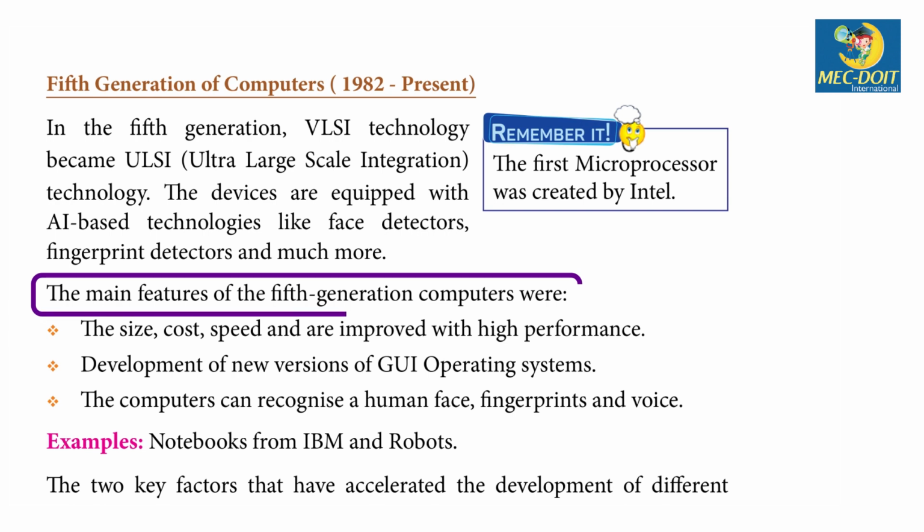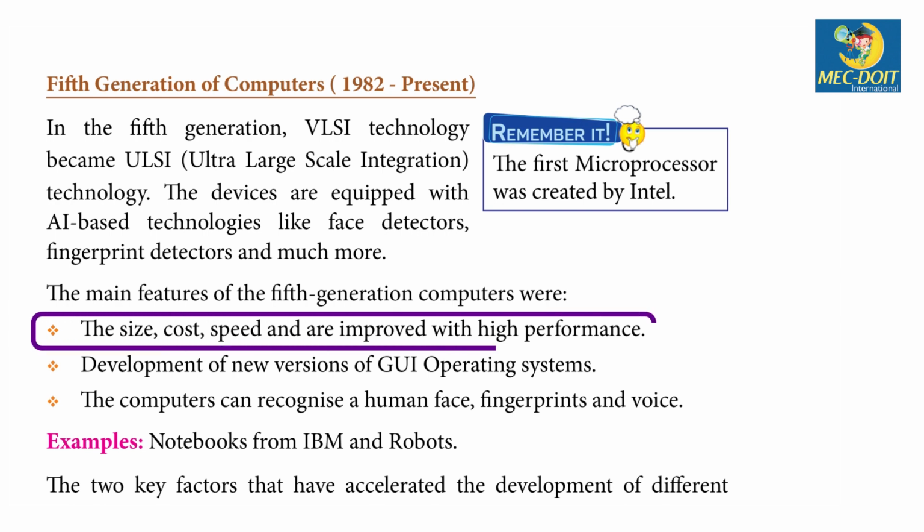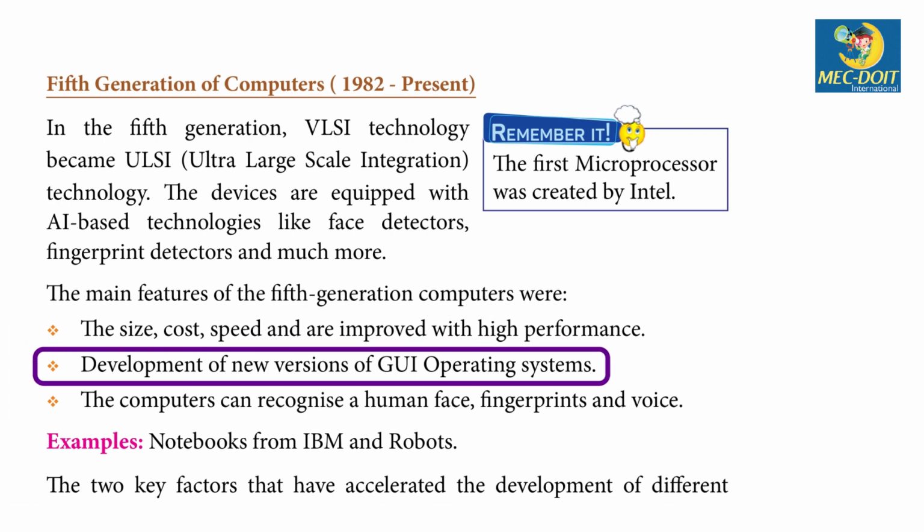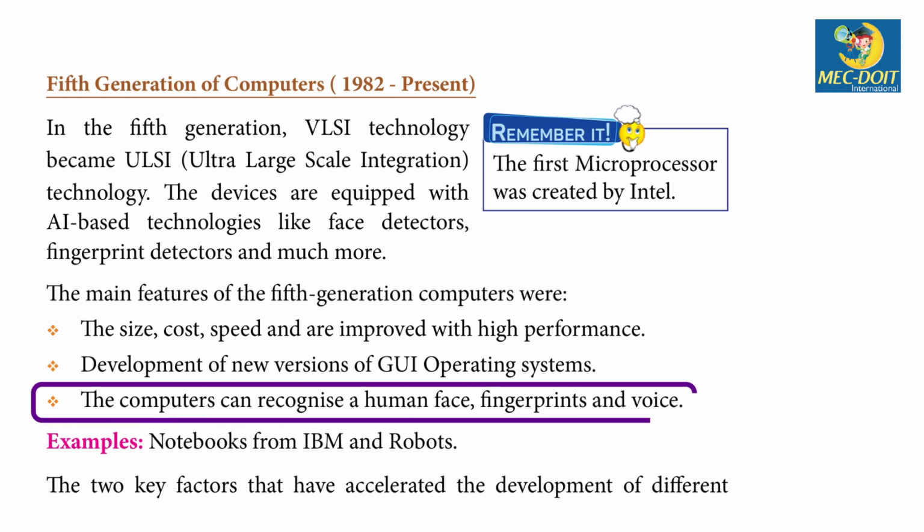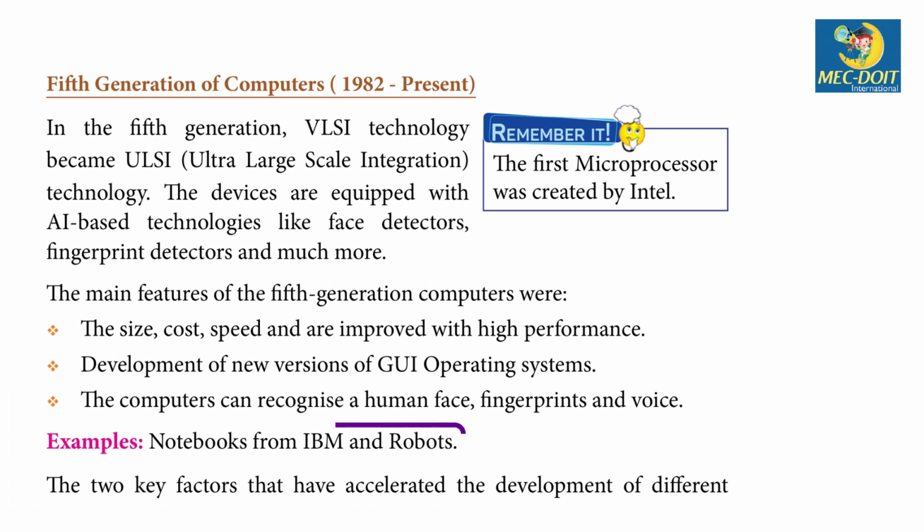The main features of the fifth generation computers were: the size, cost, and speed are improved with high performance. Development of new versions of GUI operating system. The computers can recognize a human face, fingerprints and voice.